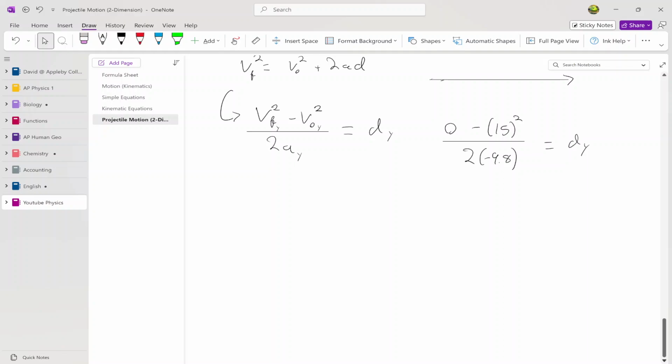15 squared equals 225. So negative 225 divided by 2 times negative 9.8 should equal around 11.48 meters. But we can just confirm one more time. So negative 9.8 times 2, then negative 225 divided by that number equals 11.479. So around 11.48 meters.